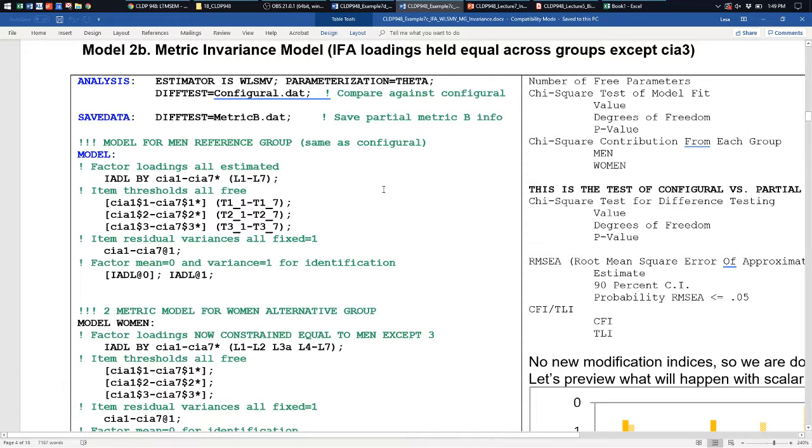Three things changed. Actually, just 2. L3A down here, I have freed the loading for item 3 in the alternative group by giving it a different label. So it's still called L3 up above, it's called L3A down below. You can call it whatever you want. Just develop a system that makes sense to you later on. The other thing that has changed is that I am saving the results of this reduced model as metric B instead of metric A, so that I can compare it back to configural.